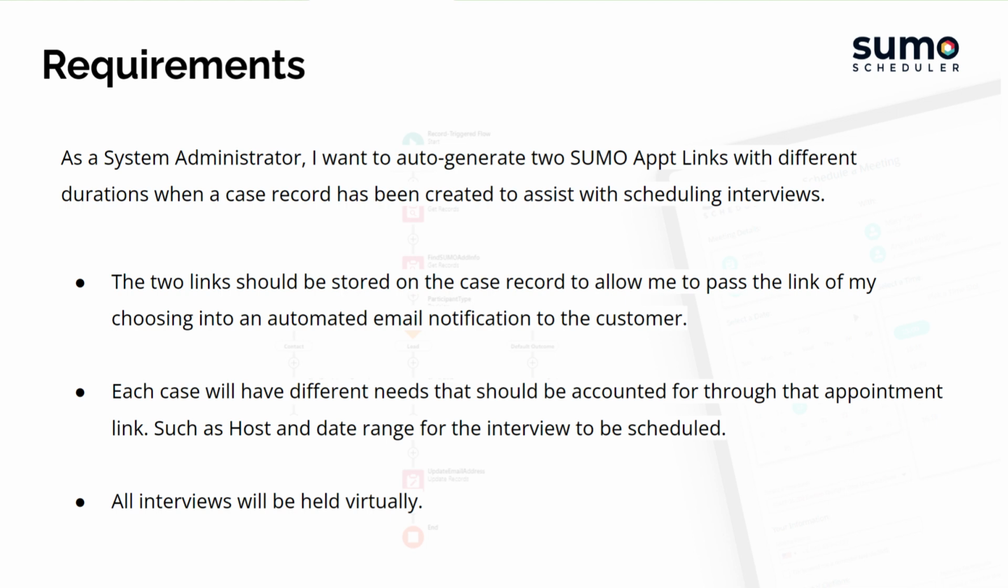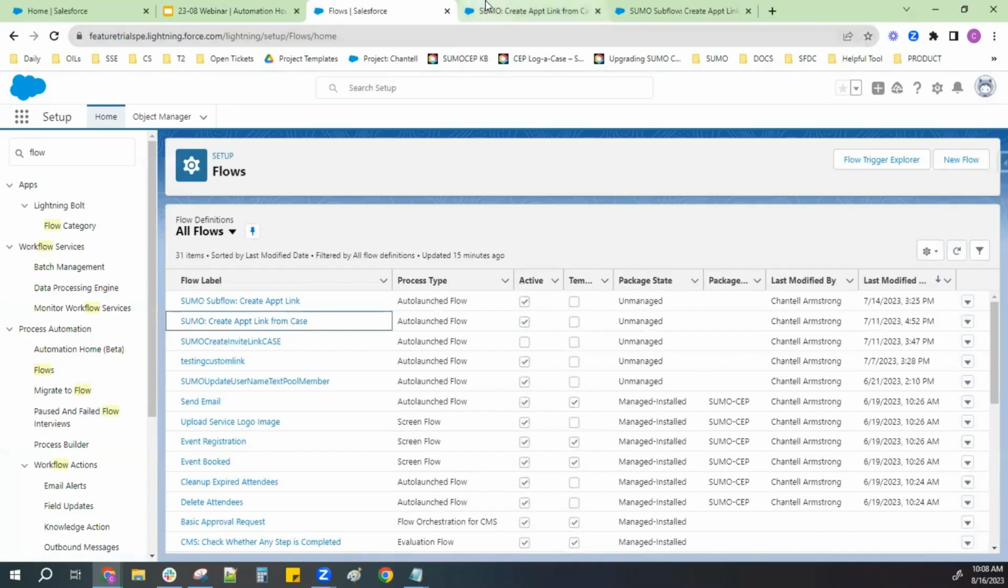And if something needs to change, like who the host is or something like that, they just update a field and now the host will change on that link the next time it's generated, etc. So to automate, let's dive into the flow.